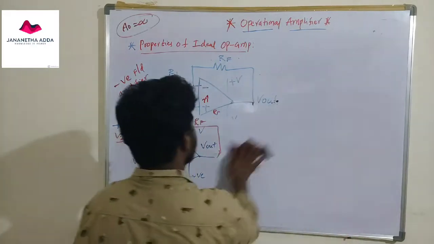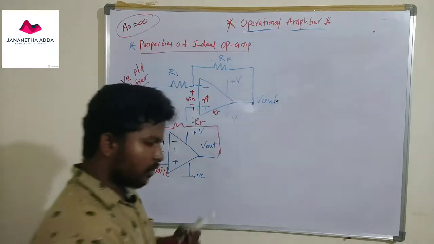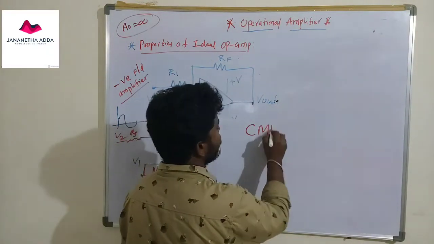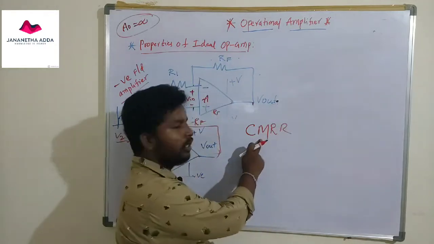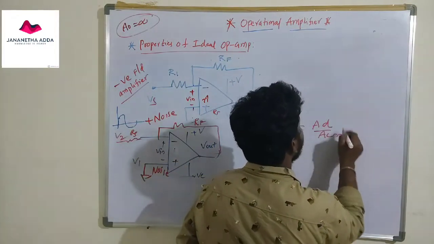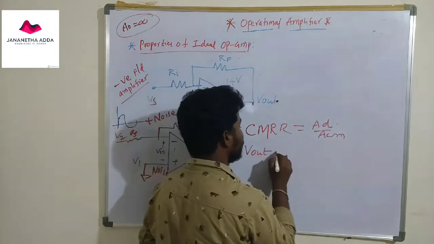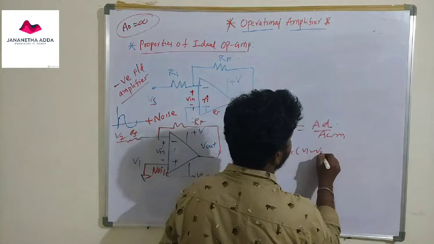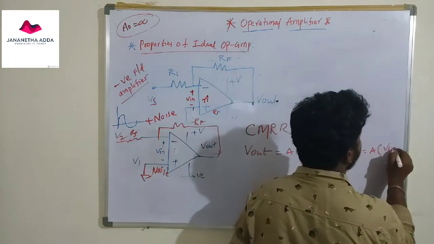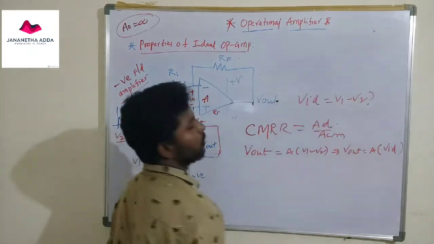Because of that, it has a high common mode rejection ratio. So what is the common mode rejection ratio? If I represent CMRR, common mode rejection ratio, as AD by ACM, this AD is nothing but the differential gain, which we usually represent as A times (V1 minus V2). It can be represented as V output equal to A times VID, where VID equals V1 minus V2.